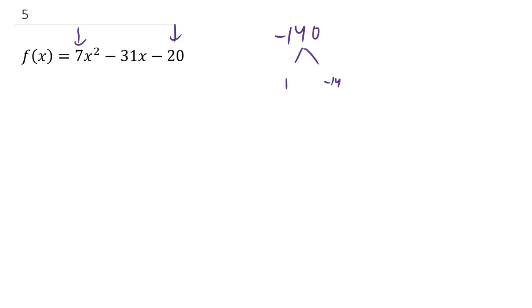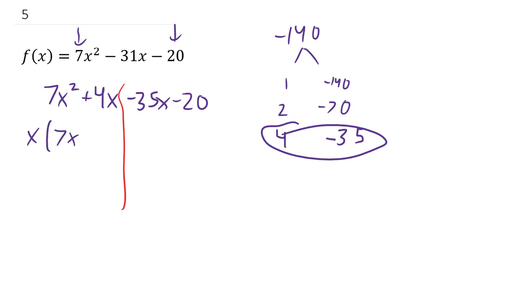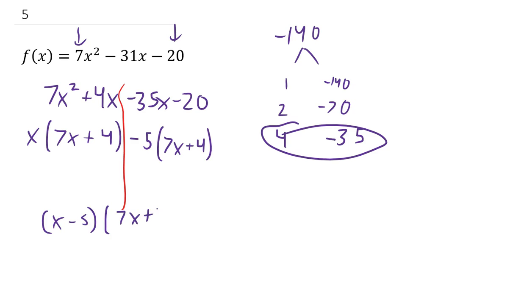1 and -140. Nope. 2 and -70. Nope. 3 doesn't go into it. 4 and -35. Oh, that's it. 4 and -35. 7x squared plus 4x minus 35x minus 20. Out of the left side, I take out an x. Out of the right side, I take out -5. And I'm left with x minus 5, 7x plus 4.